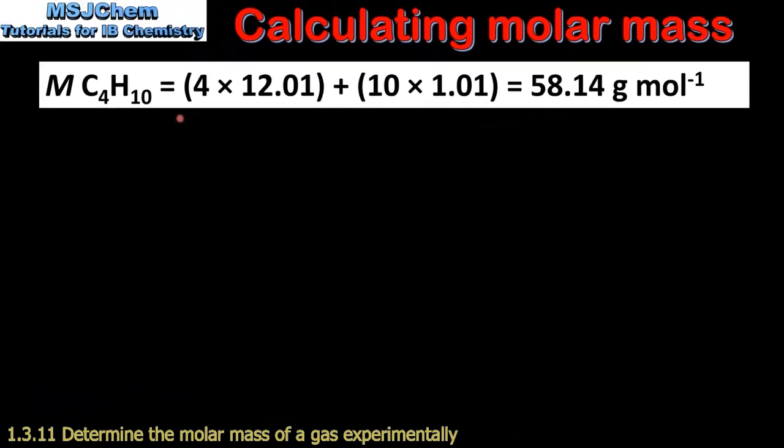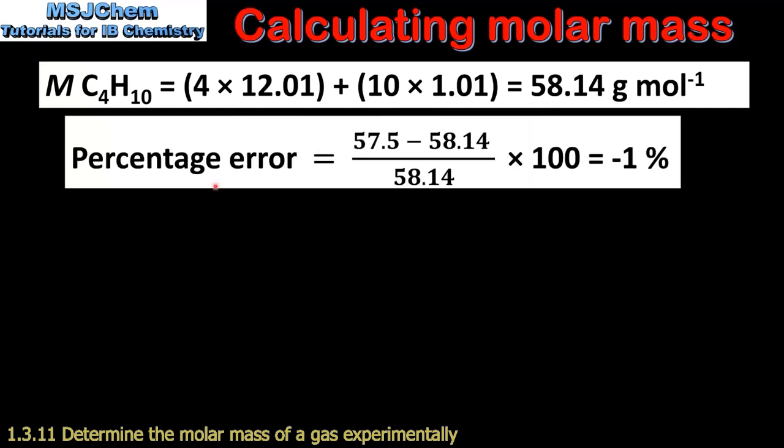Next, if we calculate the molar mass of butane using the molar masses of carbon and hydrogen, we get 58.14 grams per mole. Next, we can calculate the percentage error. So that's the experimental minus the theoretical divided by the theoretical multiplied by 100, which gives us a percentage error of -1%. The negative percentage error tells us that our experimental value was less than the theoretical value.